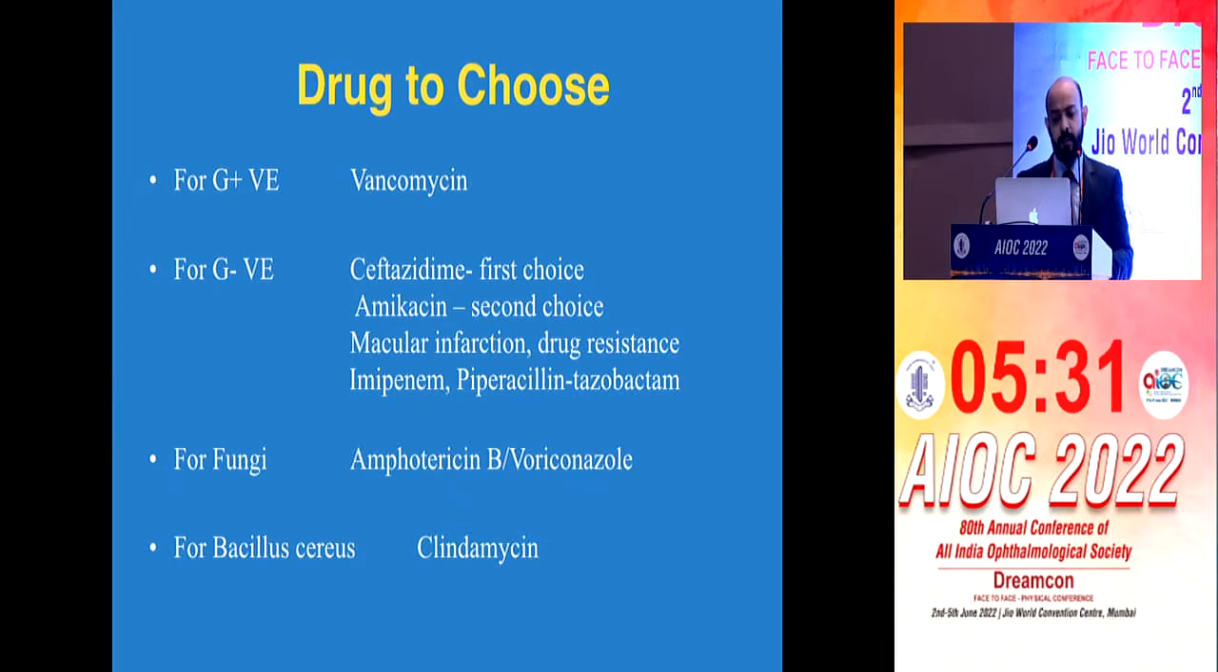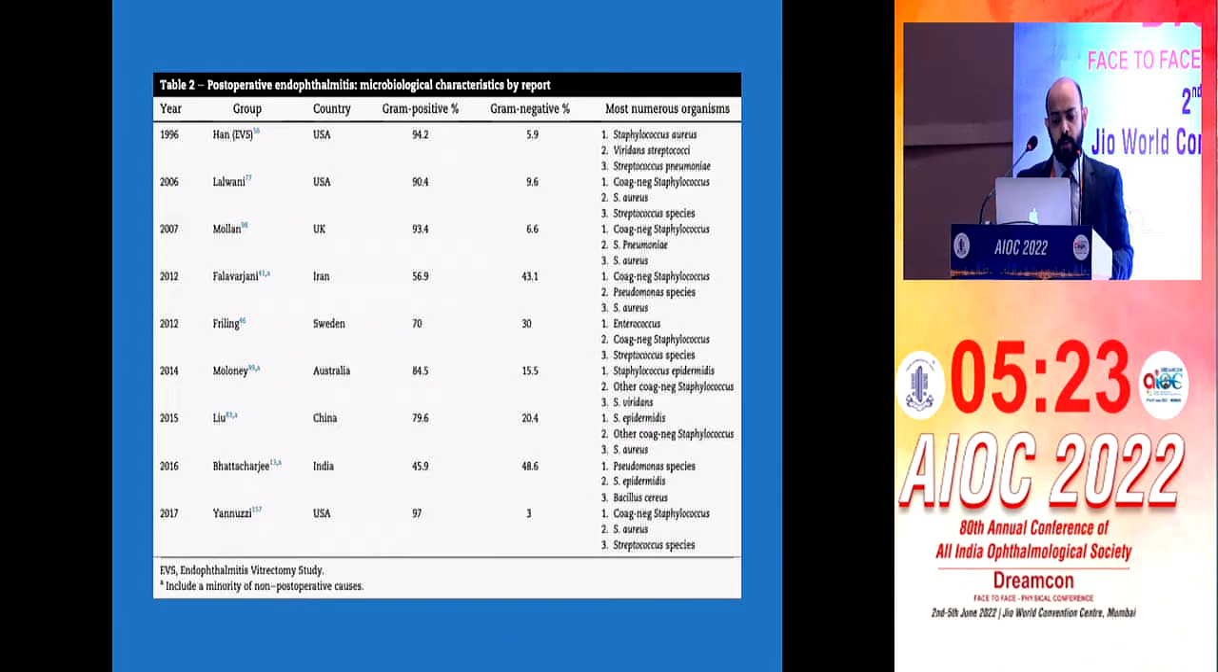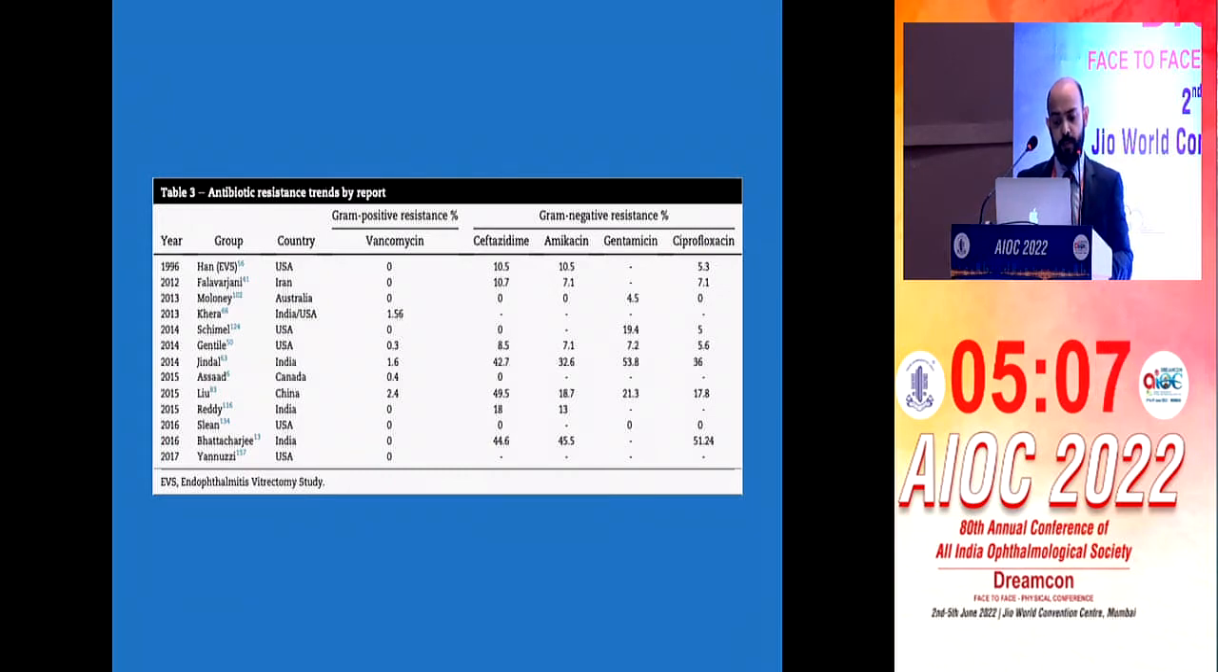This is because although most gram-positive organisms are still responsive to vancomycin, the case is not the same for gram-negative organisms. If we look at studies from across the world, we see that in India, the organism profile is not the same as they find in the West. Here we have a very high percentage of patients who have a gram-negative organism, and among those organisms, a very high degree of resistance to ceftazidime and amikacin.